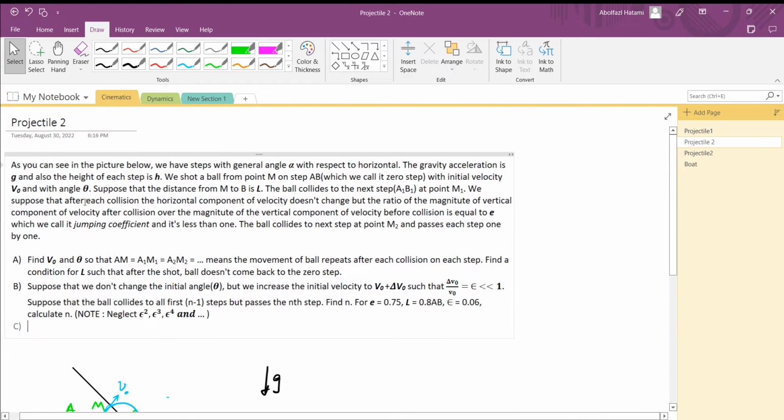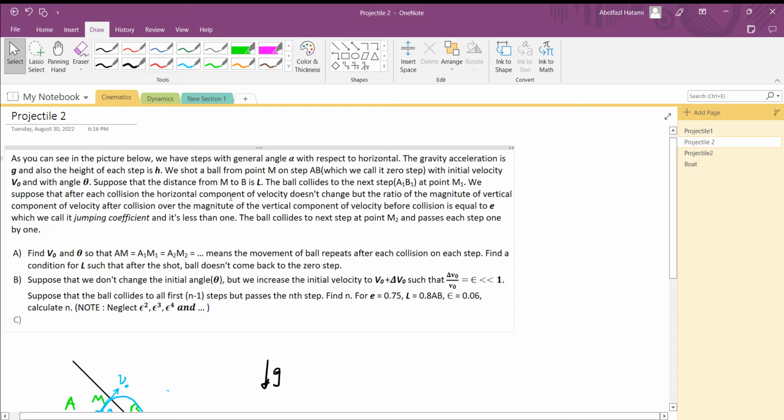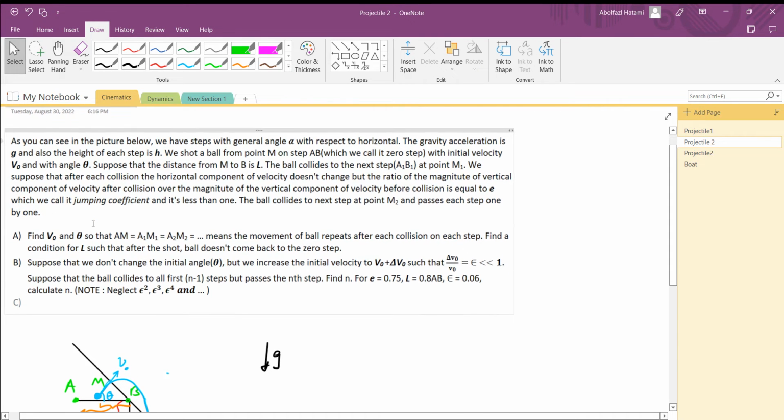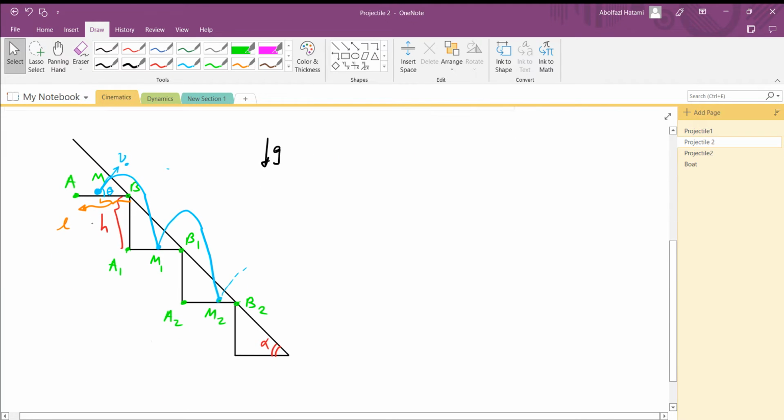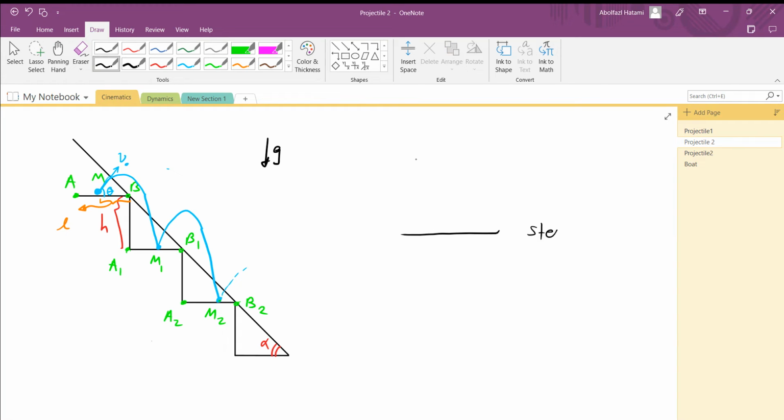We suppose that after each collision the horizontal component of velocity doesn't change, but the ratio of the magnitude of the vertical component of velocity after collision over the magnitude of the vertical component of velocity before collision is equal to E, which we call the jumping coefficient, and it's less than 1. What does it mean? Consider that this is step 1.